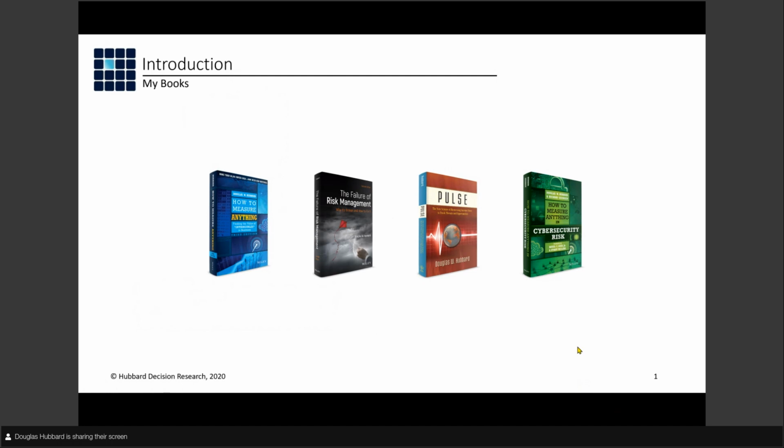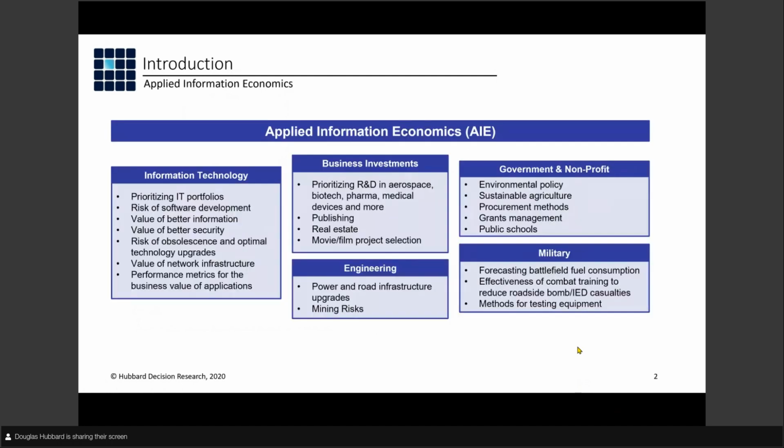My first book was called How to Measure Anything, and that dealt with a broad range of topics. In fact, I have applied methods like this to military logistics, forecasting box office receipts for new movies, the COVID pandemic, the impact of environmental policy, measuring engineering risk in a mining facility, and prioritizing R&D in aerospace and biotech and large IT investments. And of course, we've been doing a lot of work in cybersecurity risk analysis lately. I call this basic method that I've used in all these environments applied information economics. It's really just the practical application of quantitative methods to real decisions.